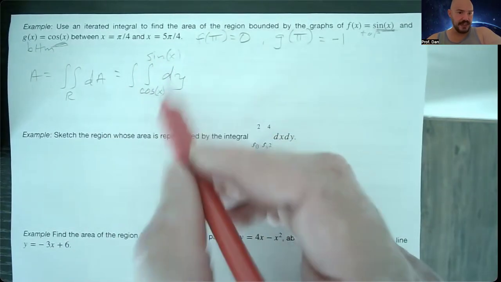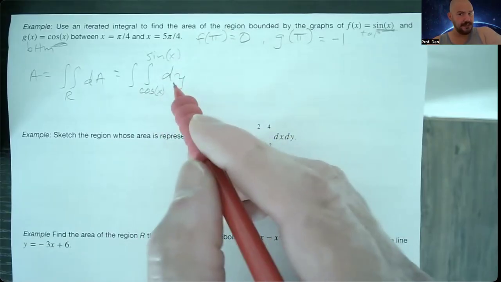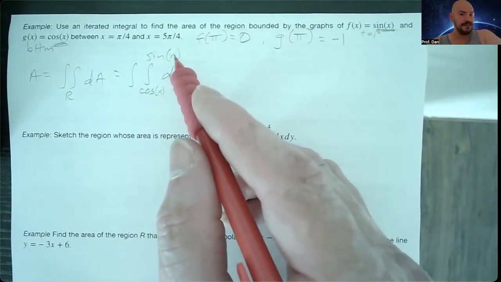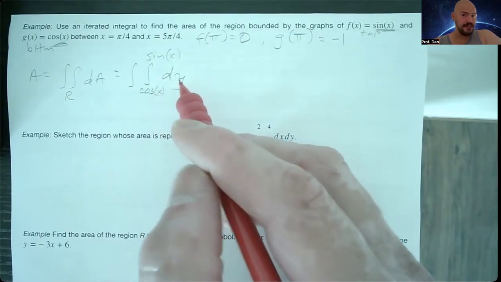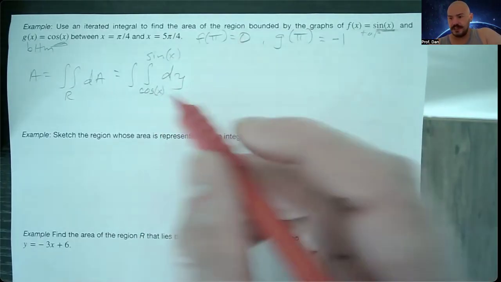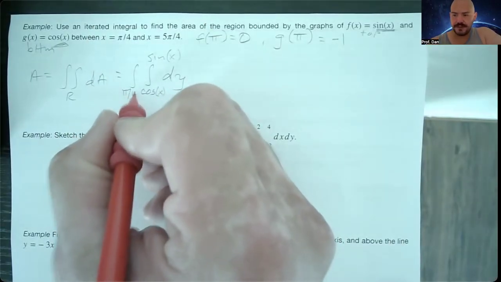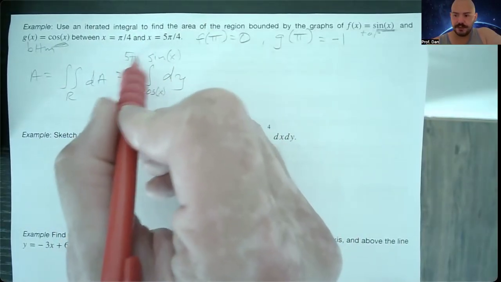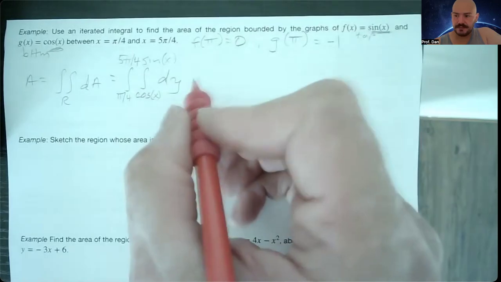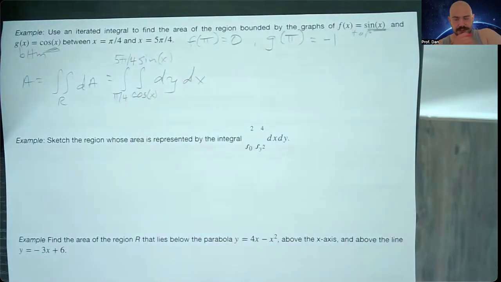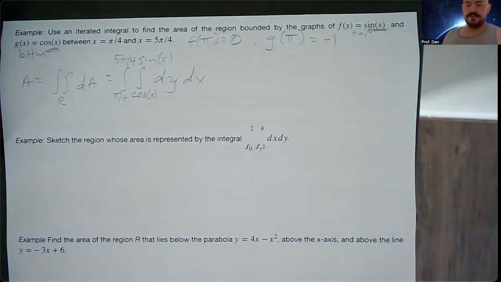And because these have x, remember dx cannot be your differential. So if it has x in it, then dy should be the differential. Now we are given values of x. We know that x goes from pi over 4 to 5 pi over 4. And that's going to be our outside integral so that at the end of the problem, we're just plugging in a number minus a number.